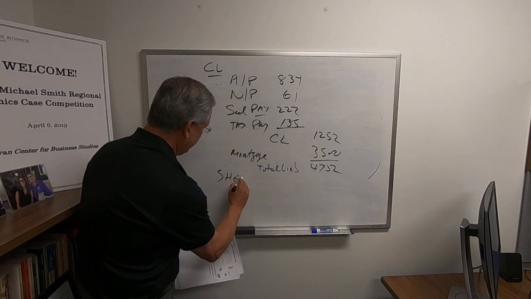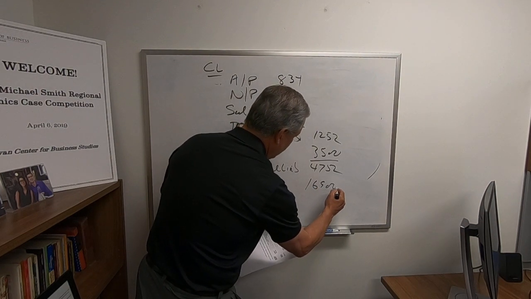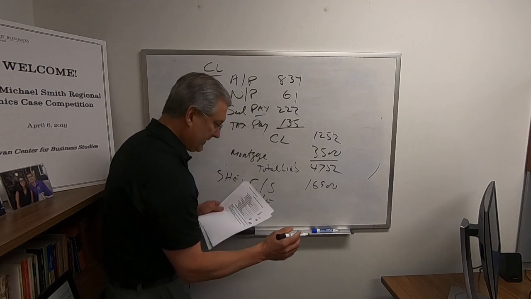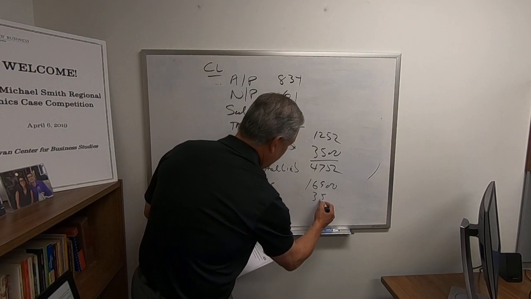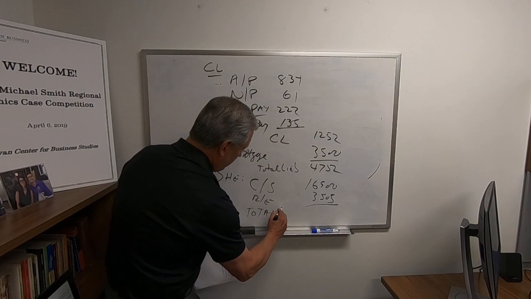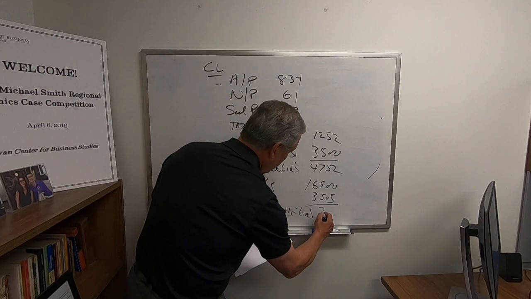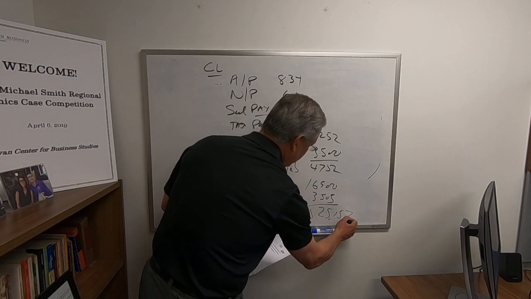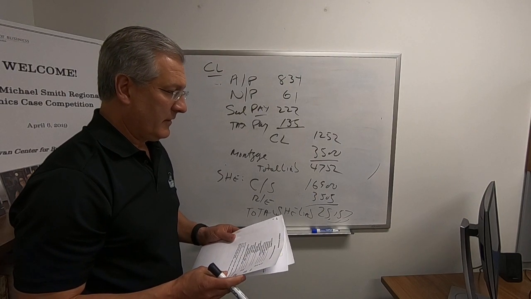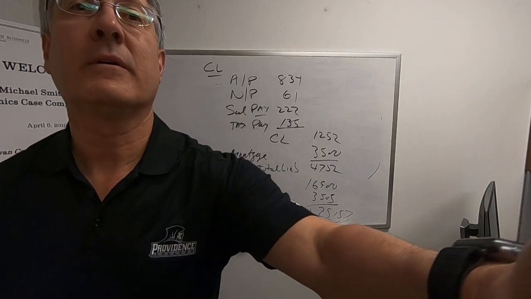Stockholders' equity, we have common stock of $16,900. And retained earnings, which we calculated on the previous schedule, $3,505. Total stockholders' equity and liabilities at $25,157. They should balance out. So there you go. That's it for the second half of the problems.